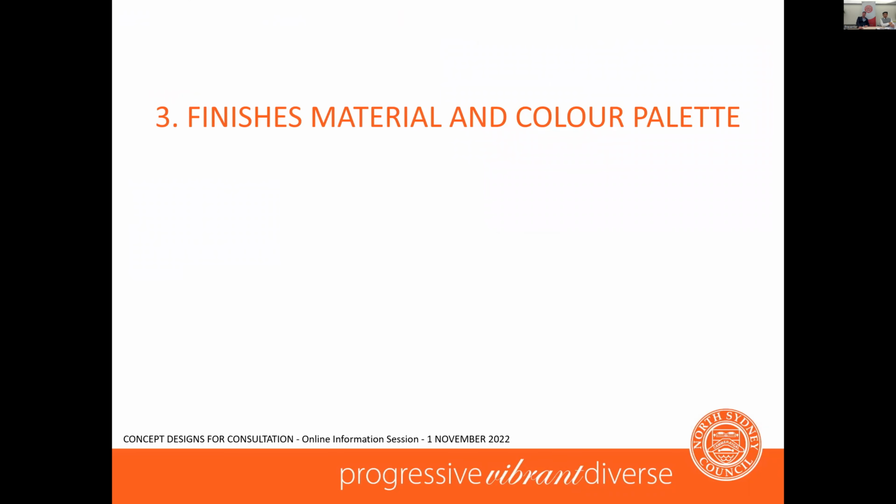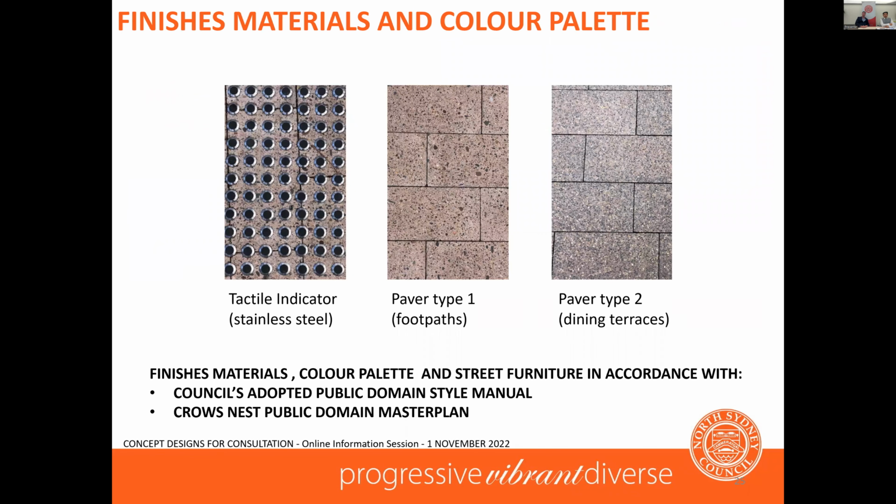Quickly, we'll go through the finishes and materials colour palette. So the type of paving we're using is similar, or it's part of what's been adopted by council, the public domain style manual up there to be used in Crow's Nest. You will have seen this paving rolled out in Alexander Street, Burlington Street, Ernest Place, Pacific Highway, and Clark Road. So this is our standard palette. It's a sort of orange paver.